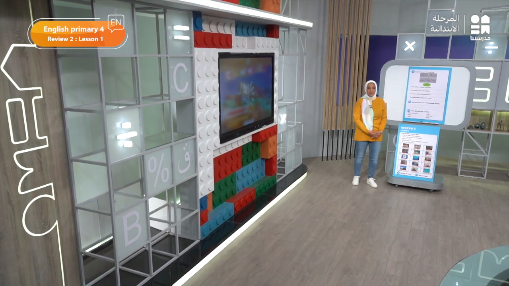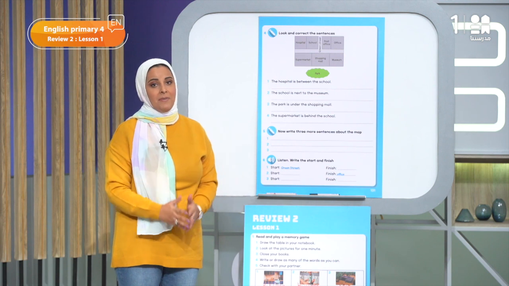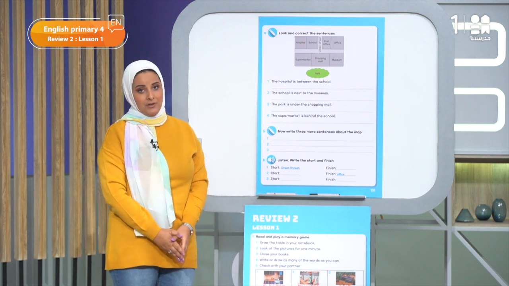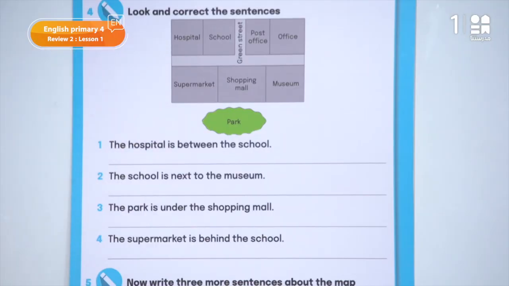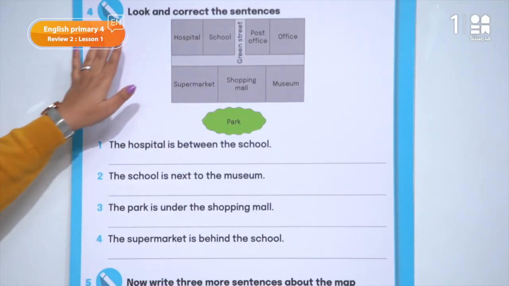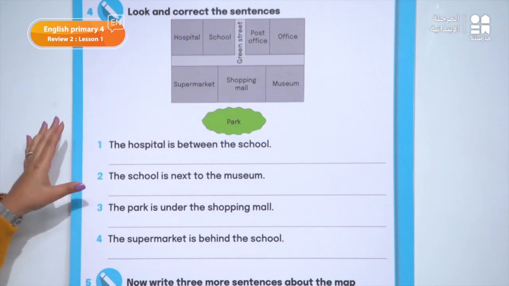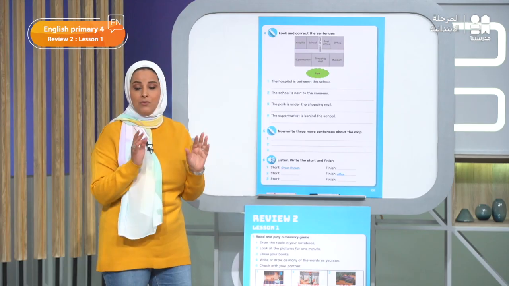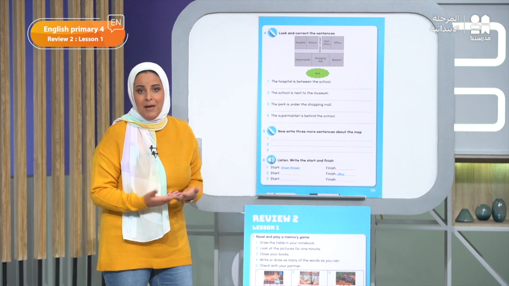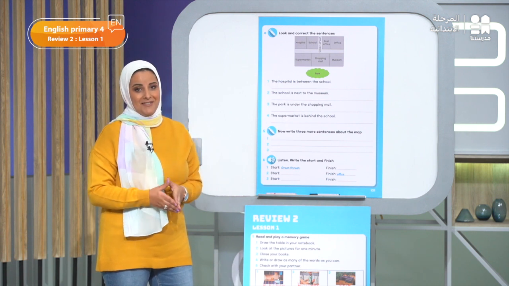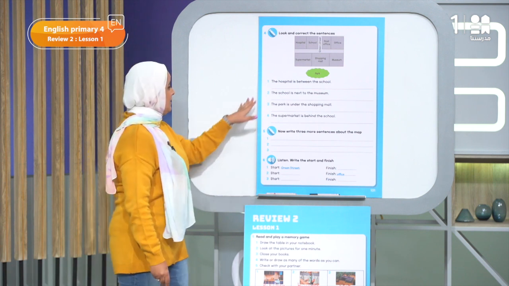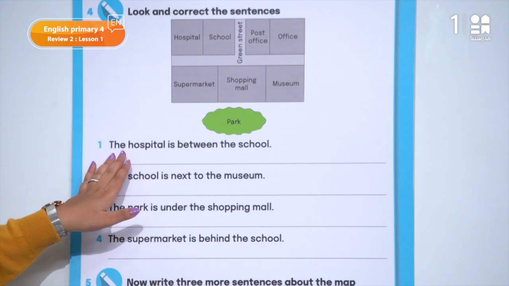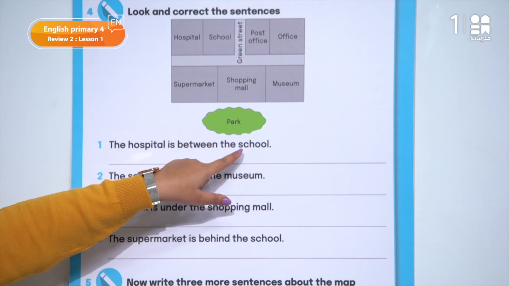Page 131, we need to look at the map in exercise number 4. So this is the map in exercise number 4. Exercise number 4 says, look and correct the sentences. So the sentences from 1 to 4 are wrong, and we need to look at the map in order to correct the sentences. So let's look at sentence number 1. Number 1 says, the hospital is between the school.